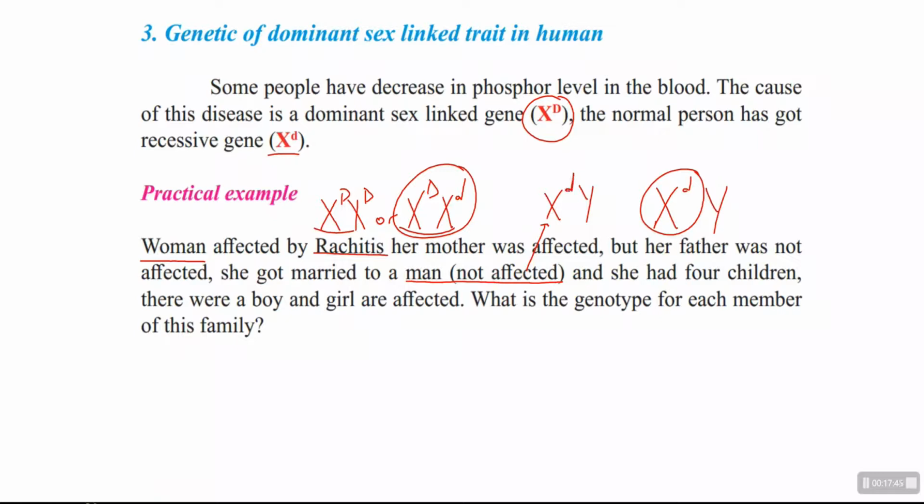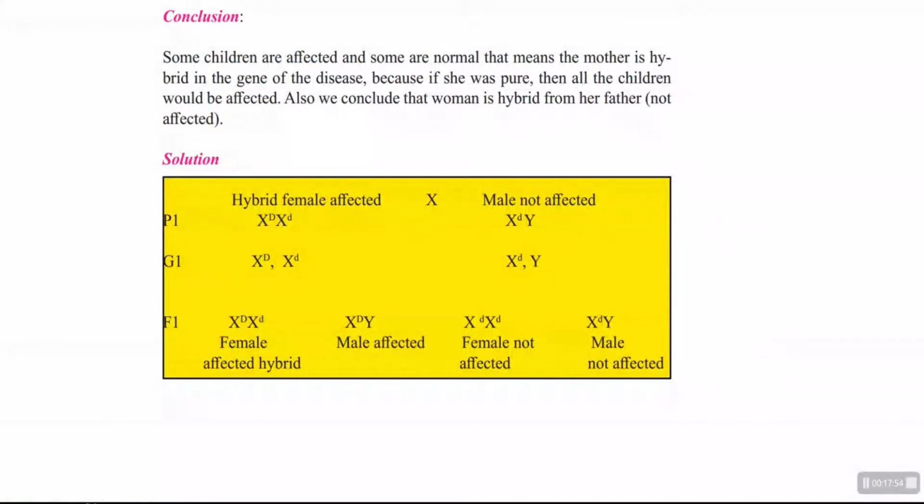So the crossing must be between this male and this female. Some children are affected and some are normal. That means the mother is hybrid in the gene of disease, because if she was pure, then all the children would be affected. Also, we conclude that the woman is hybrid from her father, who is not affected.